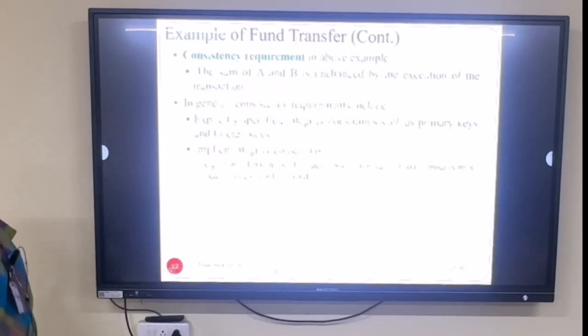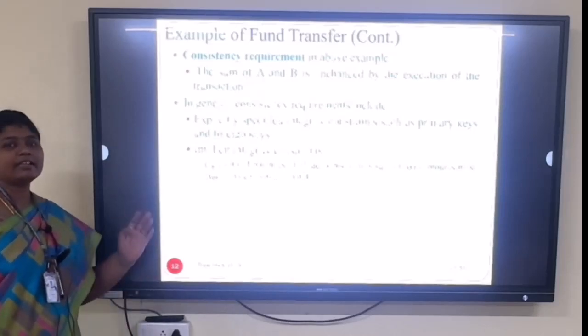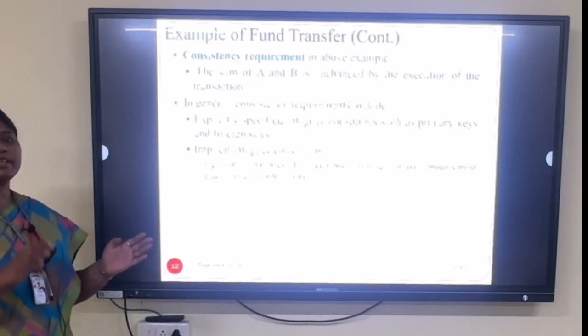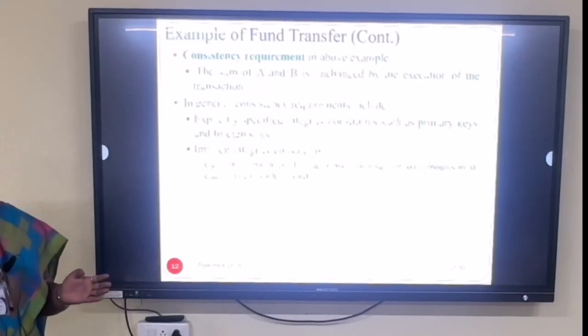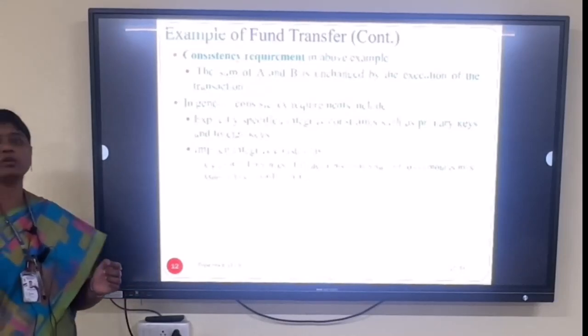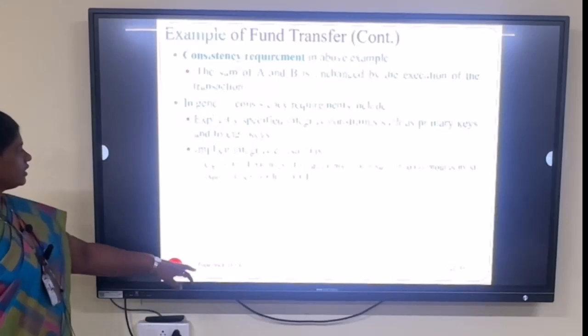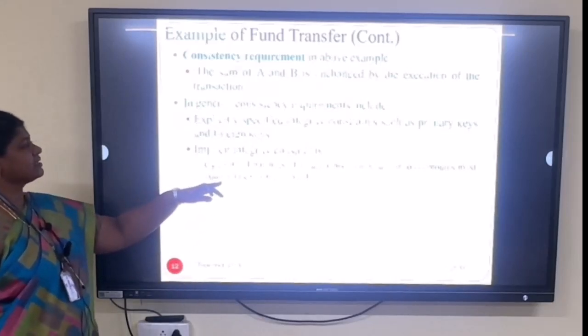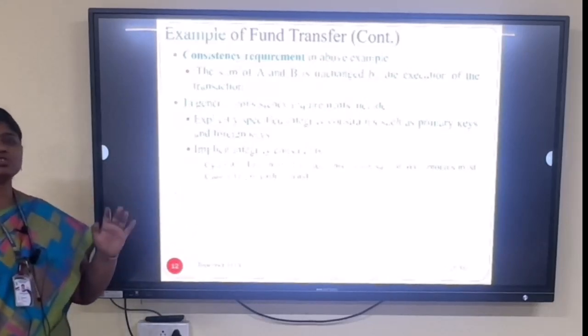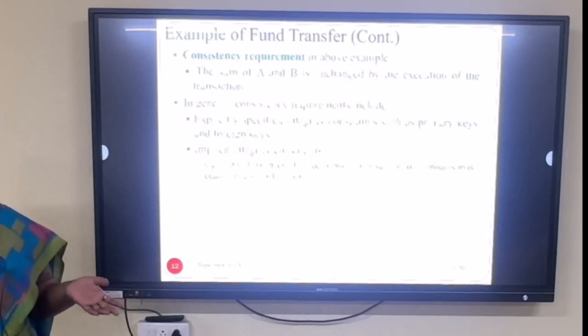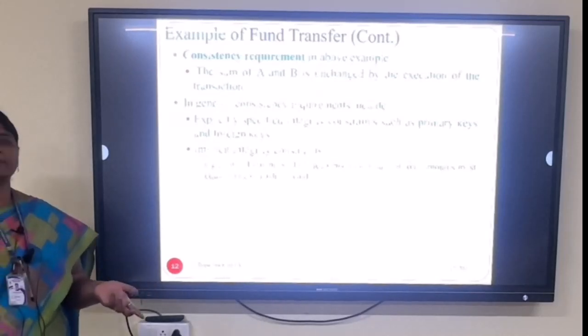Example of fund transfer. The sum of A and B is unchanged by the execution of the transaction. That is, first in account A the amount will be reduced, and in account B the amount will be added. There are some integrity constraints: if the amount is not available in account A, then the amount cannot be reduced.